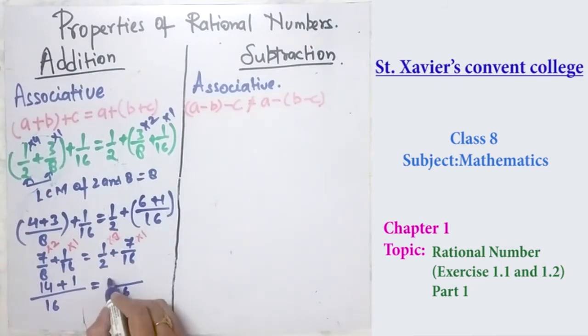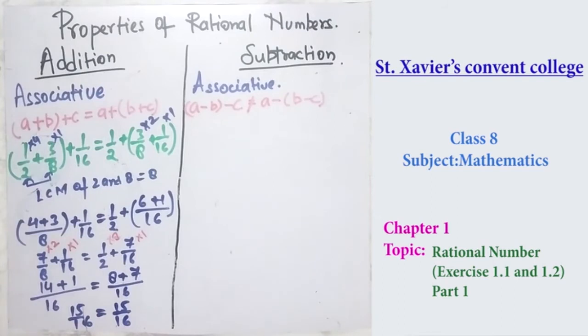So 8 into 1, that is 8 ones are 8, 7 into 1, that is 7, 14 plus 1, 15 upon 16 is equal to 8 plus 7, 15 upon 16. Now you can see that the associative property under the addition holds. This is the way you should take for the associative property.